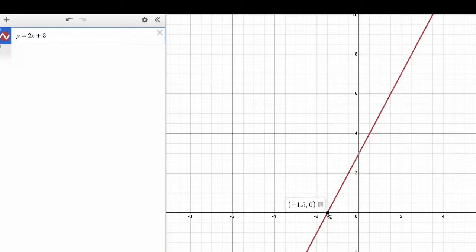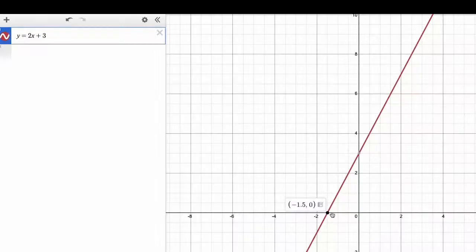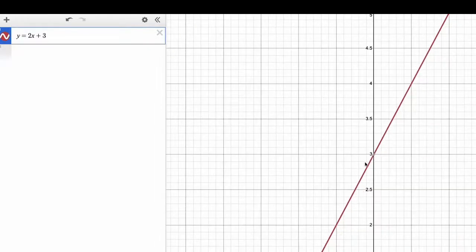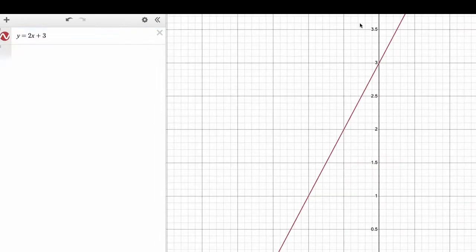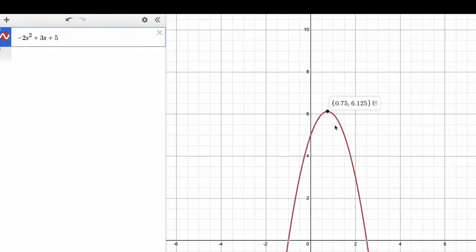If a line hits through the x-axis, meaning the horizontal axis, that's where it has an x-intercept. If the line goes through the y-axis, the vertical axis, that's where it has a y-intercept. If you have a quadratic function like one of these, the bottom point or the maximum point is the vertex of it. Now let's go on to statistics.